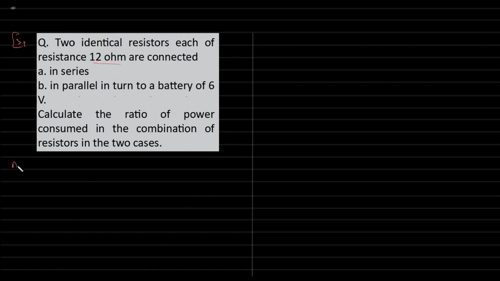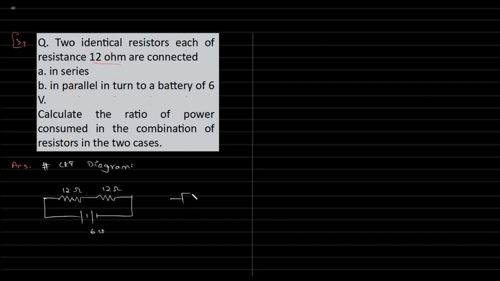So basically, let me show what they're asking you to figure out. First thing first, let me draw a circuit diagram. So first thing is your series connected to a battery of 6 volt. This is 12 ohm and this is 12 ohm.